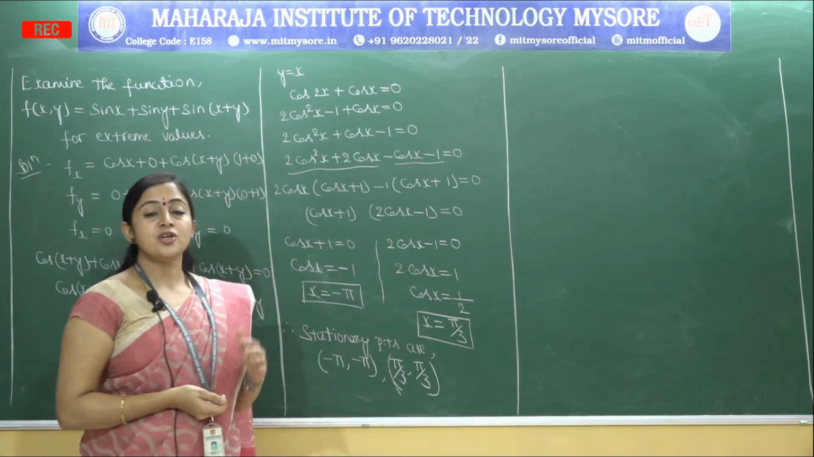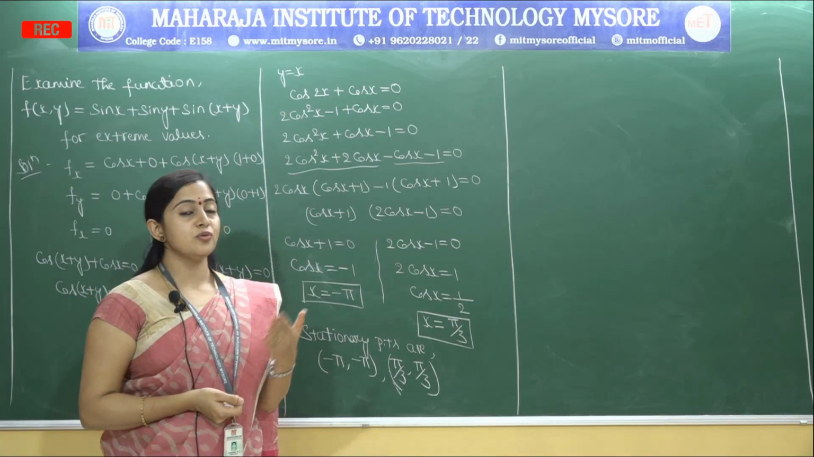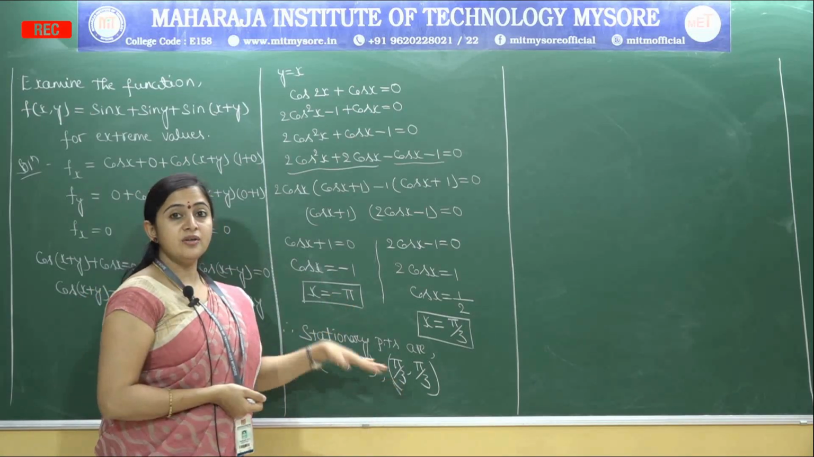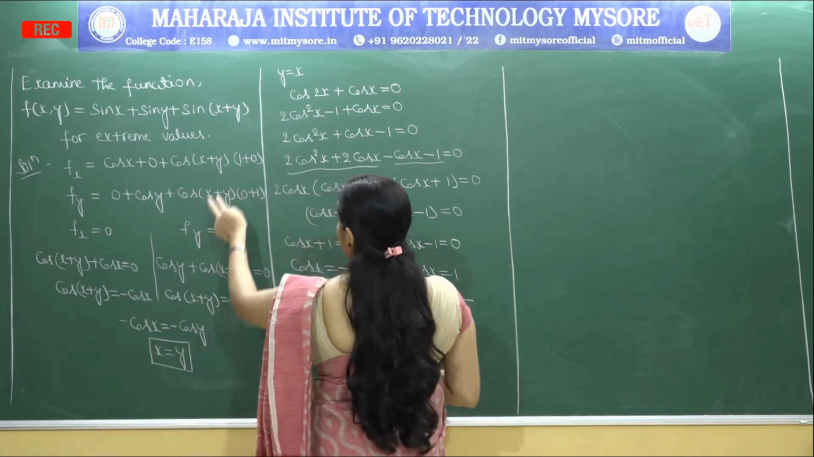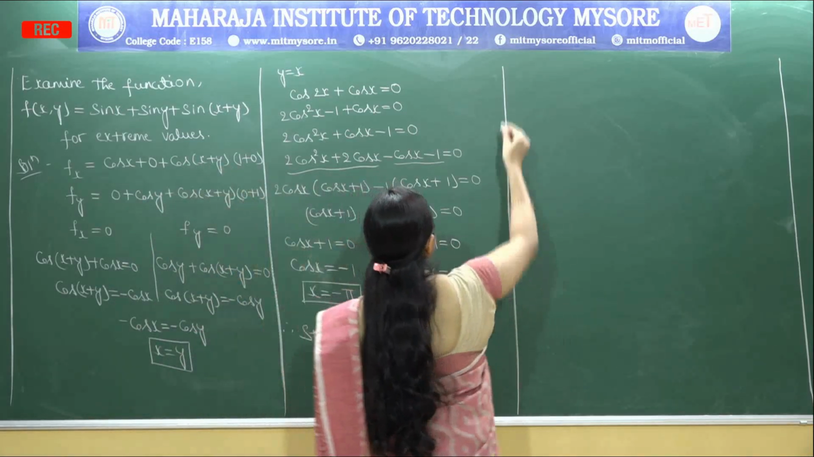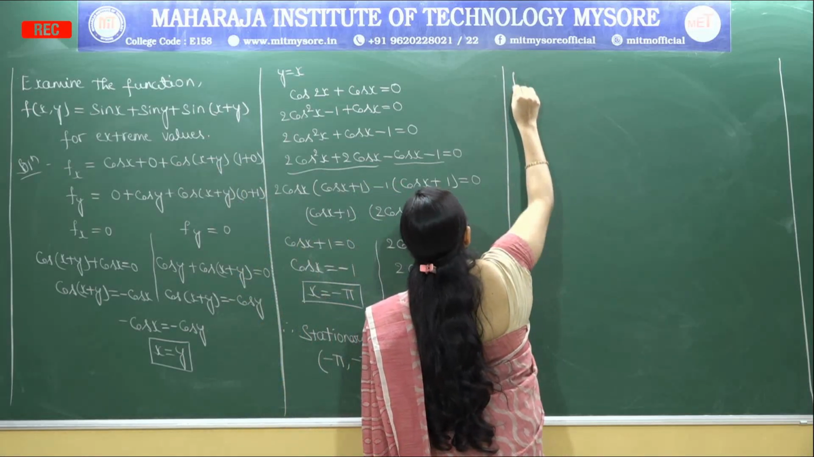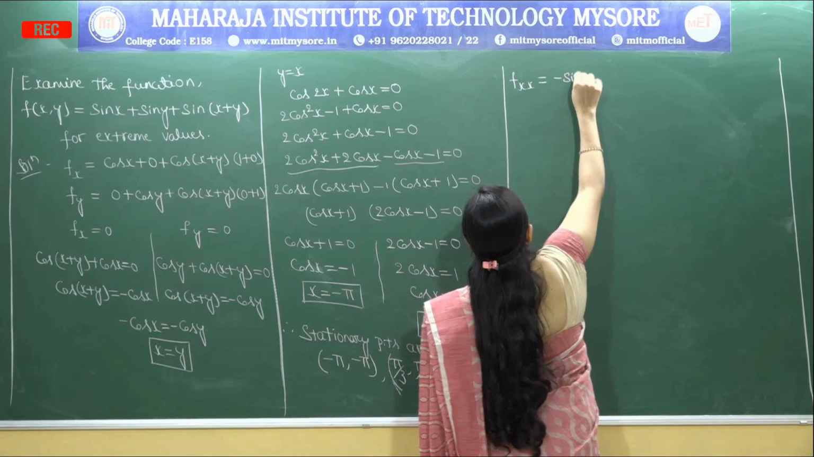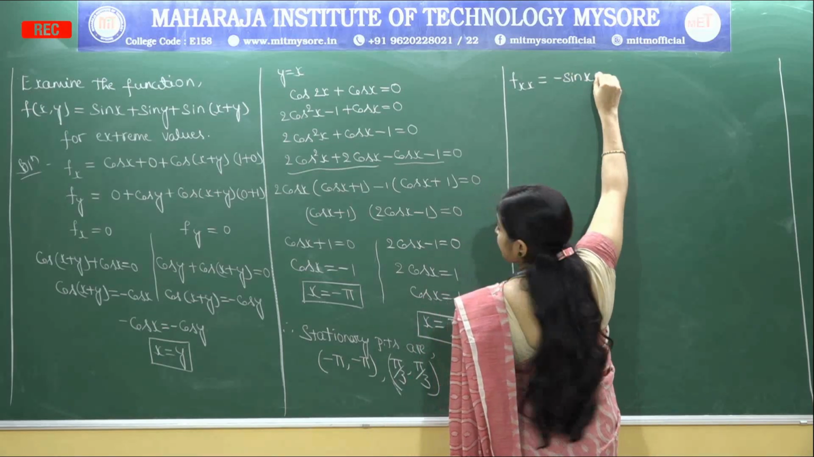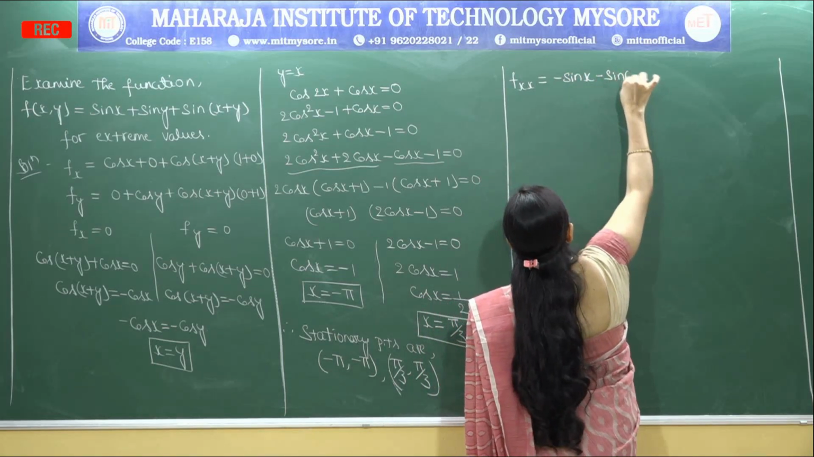Next you have to find the second order derivative for the given function and evaluate at all these stationary points. So the second derivative, you know the first differentiation. So consider the second differentiation f_xx: we will get minus sin x minus sin (x plus y).